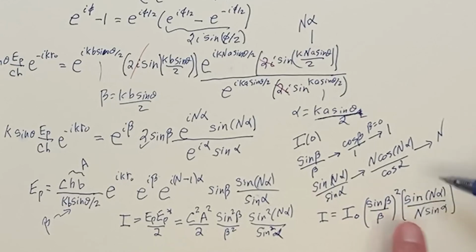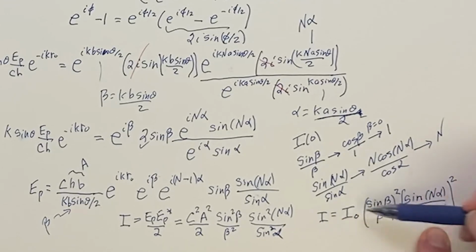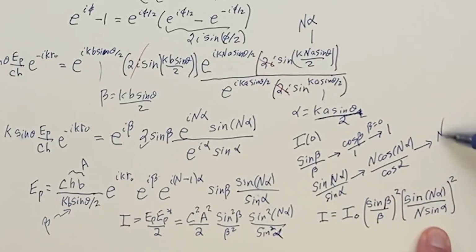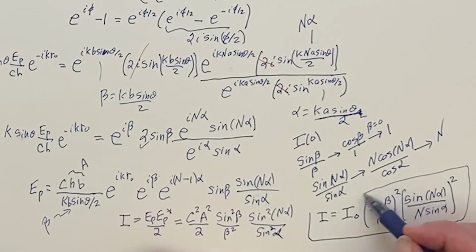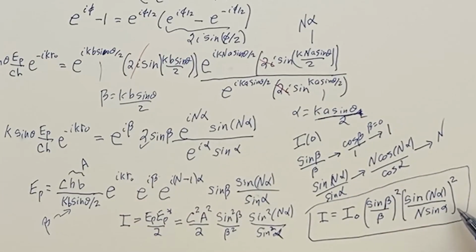That's a 1. And here, when alpha is 0, then this will be 1. Because if I put the n with the sine of alpha down there, then this becomes a 1, goes to 1. So that's the answer. This is our answer for the diffraction grating. Isn't that cool? Very nice.